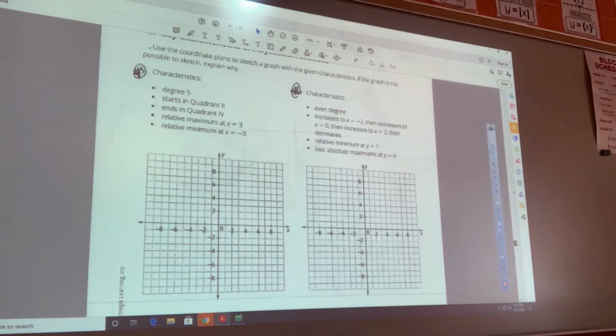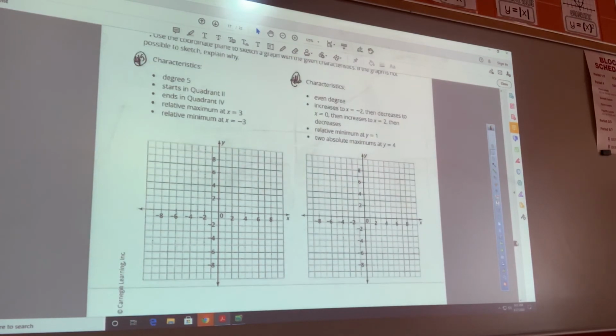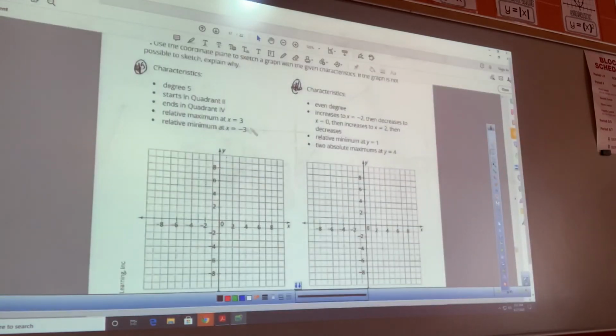Let's look at these and see, can we graph them? These are going to be our last two because it's about time for my next class to start. Okay, so degree 5 starts in quadrant 2. Great. If it starts down here, it's going to end up here. Huh. Is that even possible that it's going to end in quadrant 4? No, because the reasoning being, if it's an odd function, it starts in one direction and ends in the other. With these, they would both be ending in the same direction.